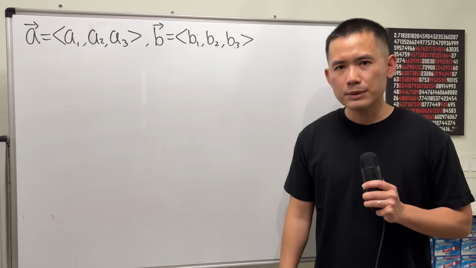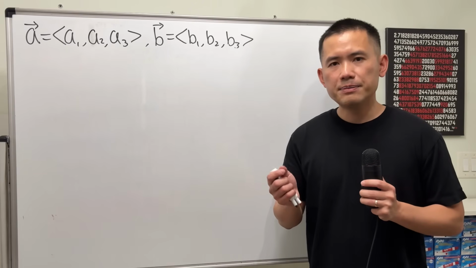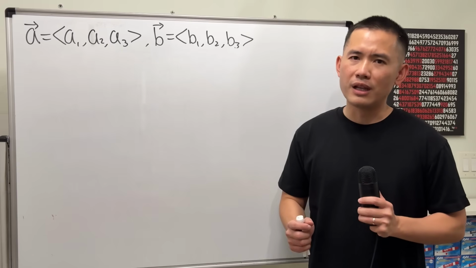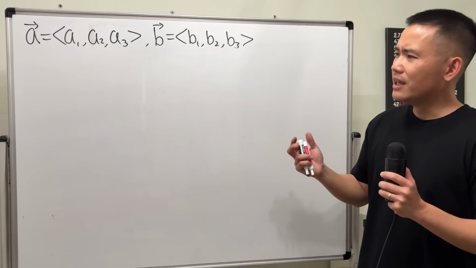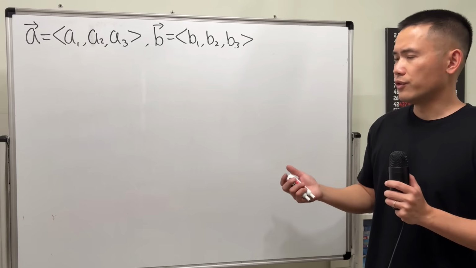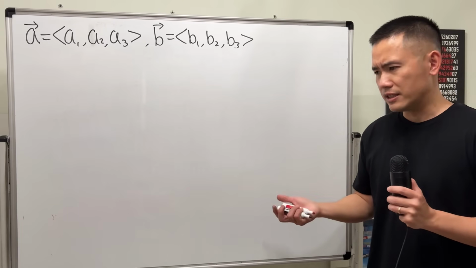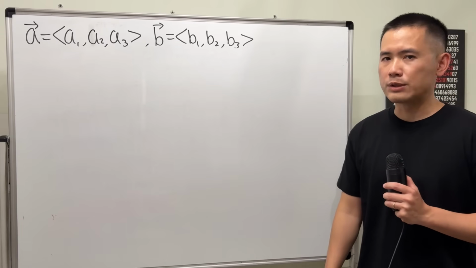Let's talk about the cross product of two vectors, especially the idea behind the formula. Why are we using the 3 by 3 determinant of a matrix to find the cross product, and what exactly are we trying to do when we have the cross product?